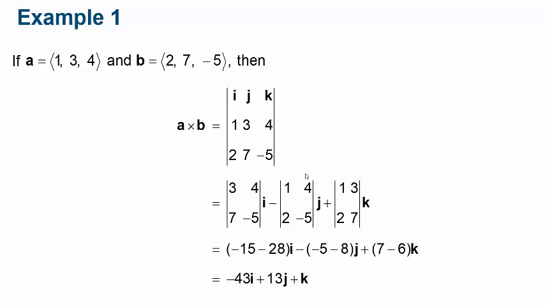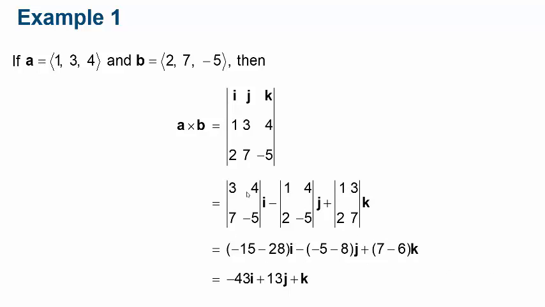Then you just go through the determinant of a 3 by 3 matrix. Take the first row, first component here, i. You cover up the row and the column. This right here, 3, 4, 7, -5, is the resulting 2 by 2 matrix. You go to j, cover up the row and column j is in. 1, 4, 2, -5 is the resulting 2 by 2 matrix. k, cover up the row and column k is in. Then you're left with 1, 3, 2, 7. You find the determinant of that resulting 2 by 2 matrix.